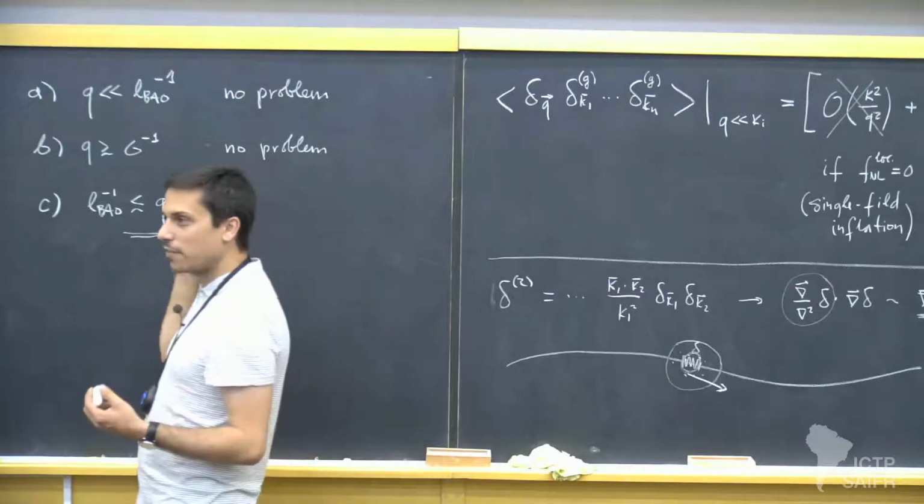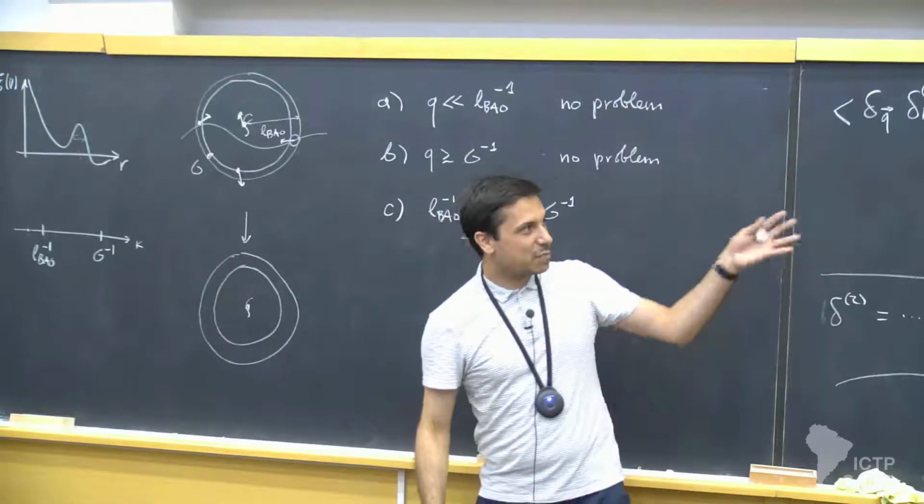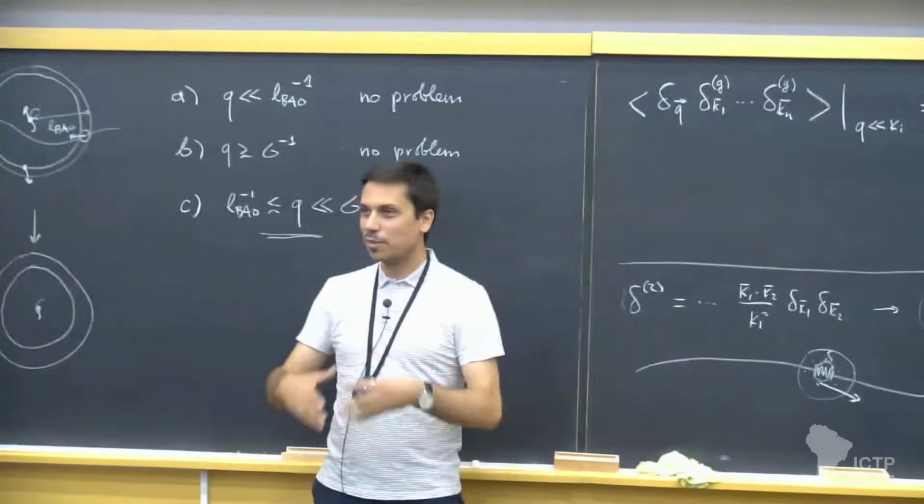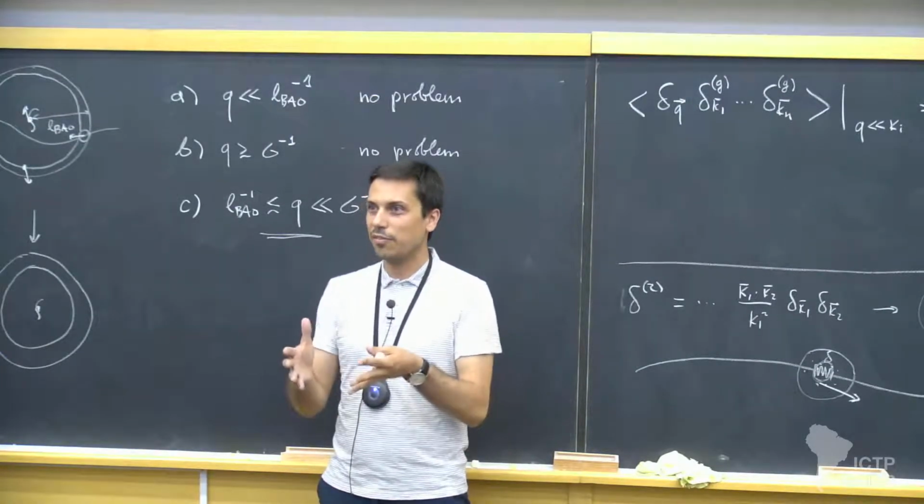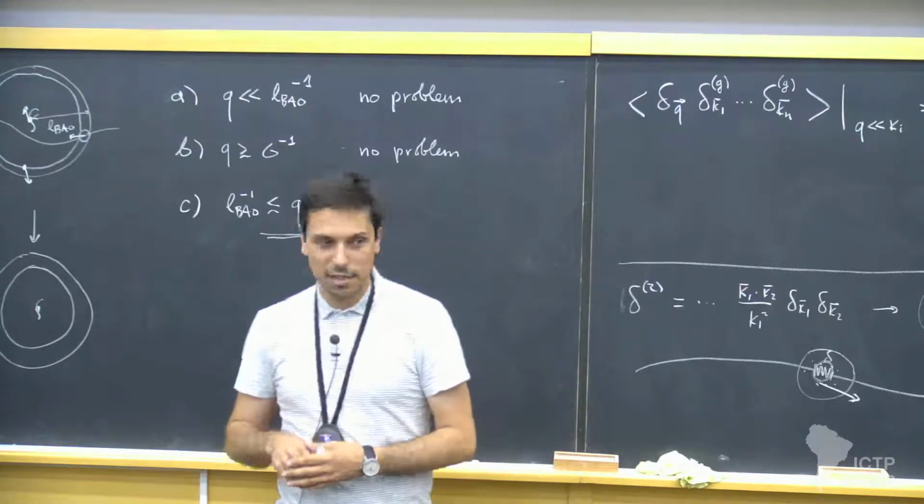Why? Because these effects are large, as I told you, and we were just expanding them. So to get something reasonable, we have to keep their effect, not expand it. We have to keep it resummed. So let me remind you.